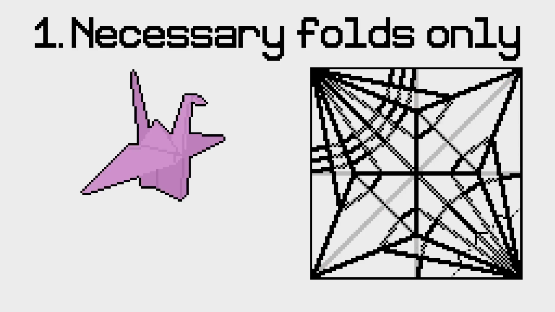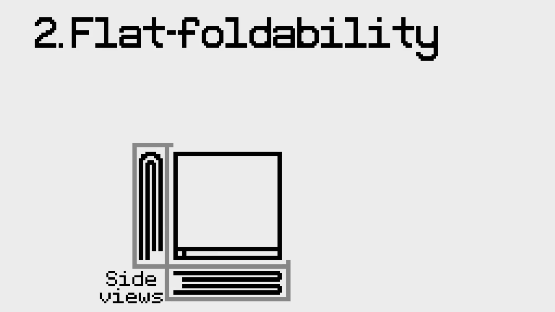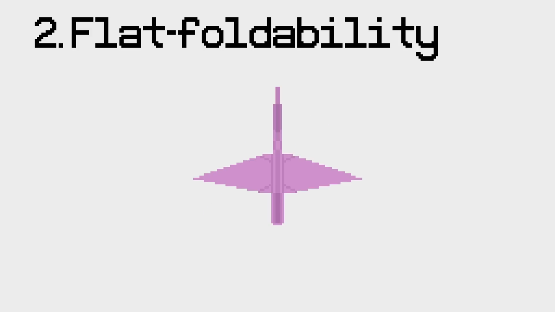Sometimes, creases are made to make other folds easier. These are called auxiliary folds. They are not included in the final crease pattern. The second is that all folds can be folded completely and the paper will lie flat. This is known as flat foldability. For example, if we take the wings of the origami crane and fold them down, all folds are folded completely and the crane lies flat.